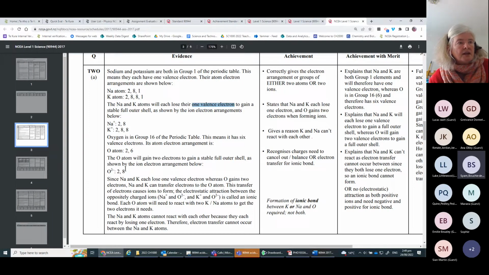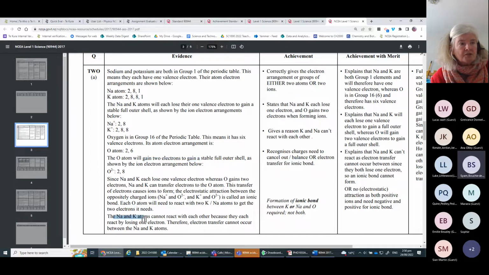Can you see how it talks about the transfer of electrons? If sodium and potassium atoms want to lose electrons, they'll be giving it to the oxygen atom because the oxygen atom wants to gain electrons. So if you've got all those points in there, then you should get excellence.